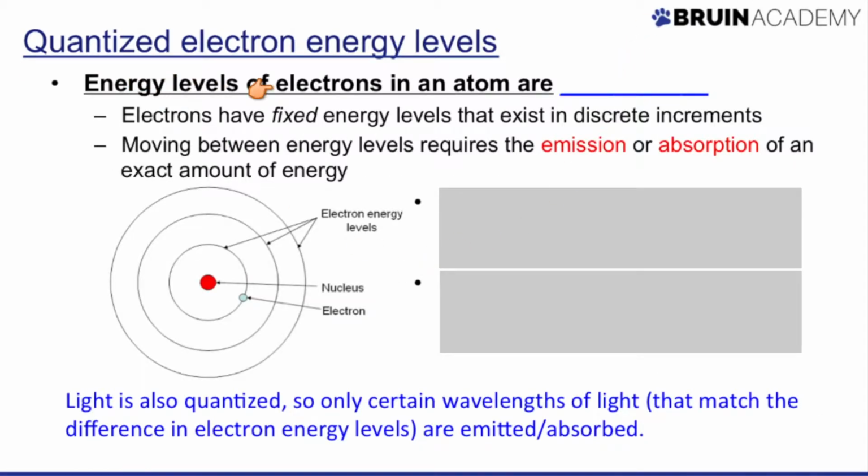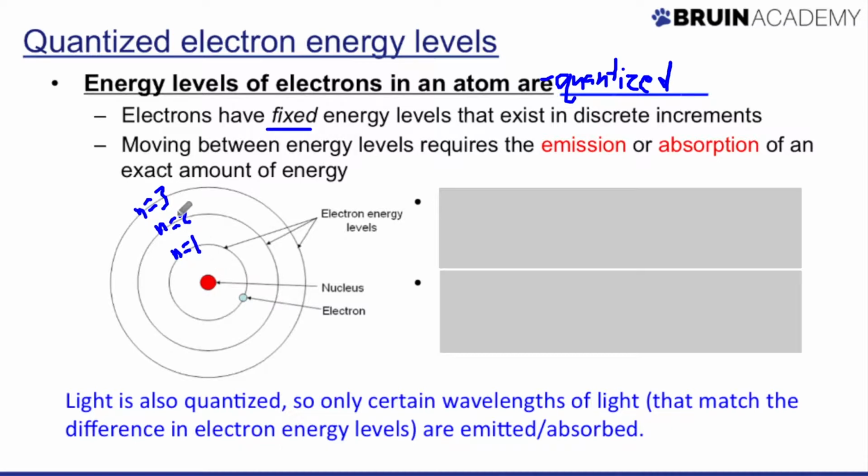So energy levels of electrons in an atom are what we call quantized. So what does quantized mean? It basically means that these energy levels exist in discrete units, right? So fixed energy levels. In other words, we see this atom right here. We see we have three different energy levels. We call the one closest to the center n equals 1, n equals 2, n equals 3, and so forth. Theoretically, there could be an infinite number of energy levels moving outward.